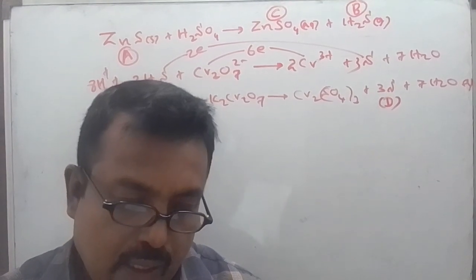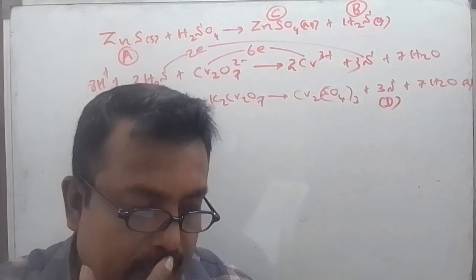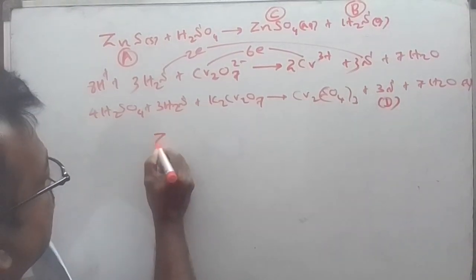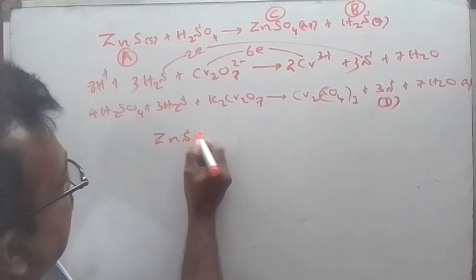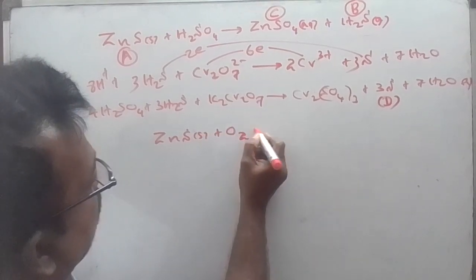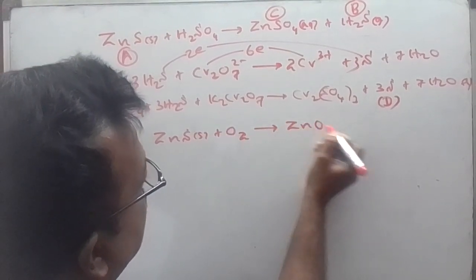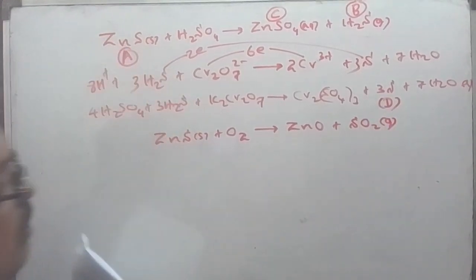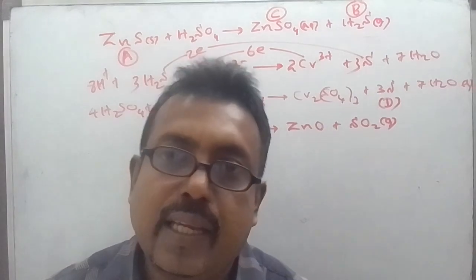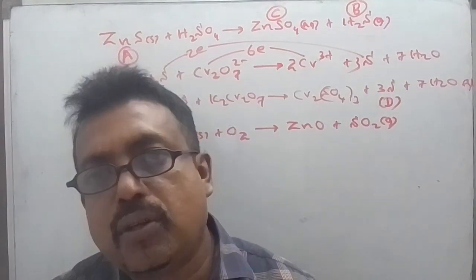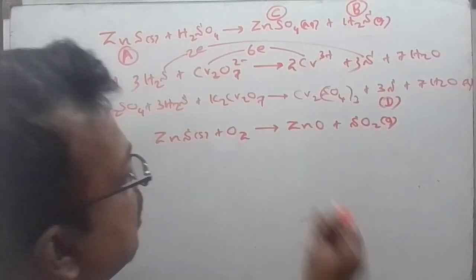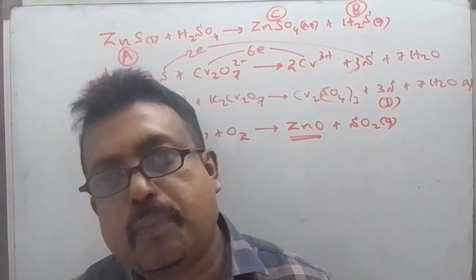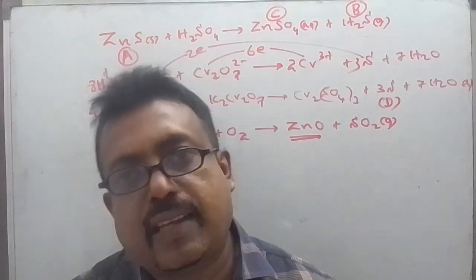Then the gas E is obtained by burning D in air. So D is zinc sulfide. Zinc sulfide burned in air produces zinc oxide and sulfur dioxide gas. Here you need to know the special feature regarding zinc oxide. What is the special feature of zinc oxide?